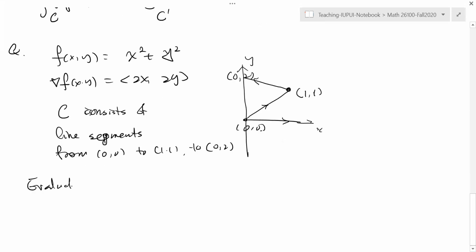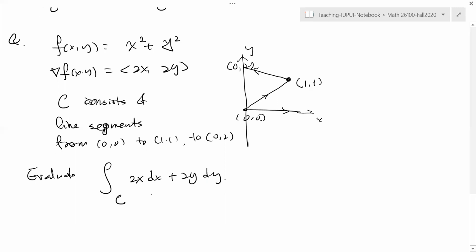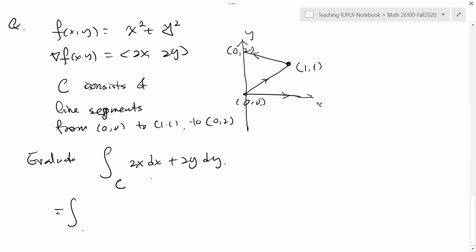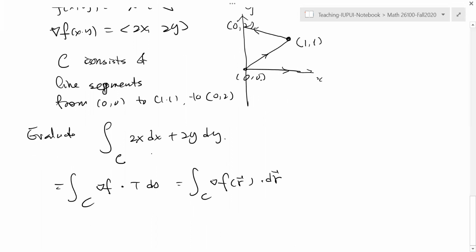So if I ask you to evaluate the integral over C of 2x dx plus 2y dy, you should check whether this is a gradient. If I don't give f directly, I just give that. Now if you realize that this is nothing but the gradient of f dot dr, then you don't need to waste time finding the parameterization and then evaluating. That's the usual way.